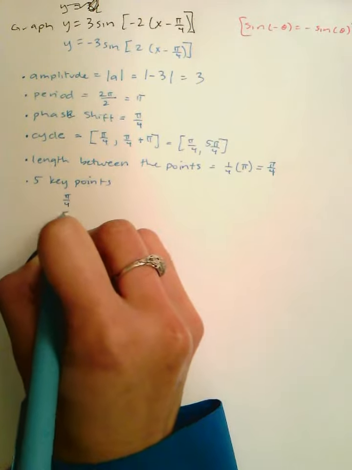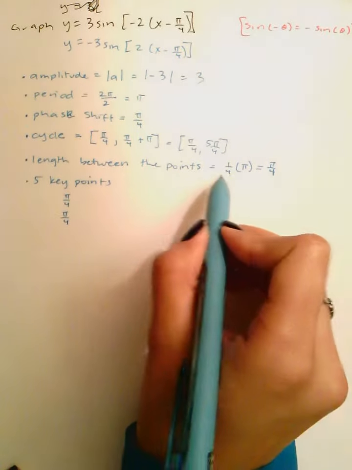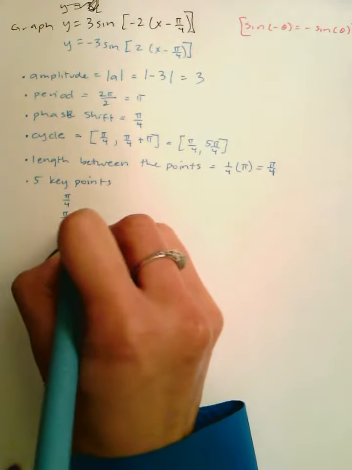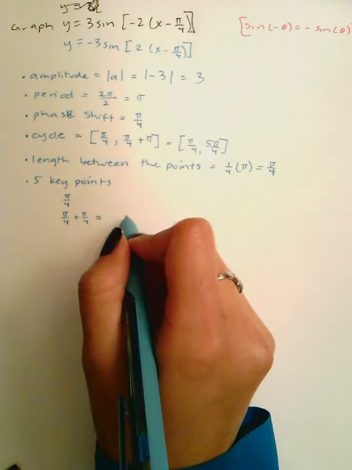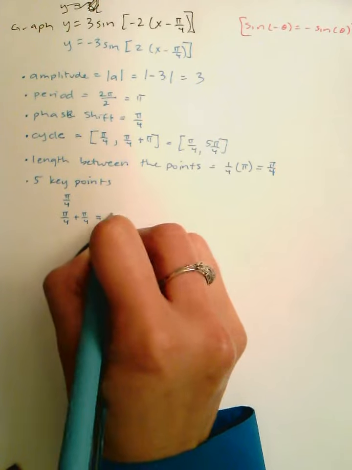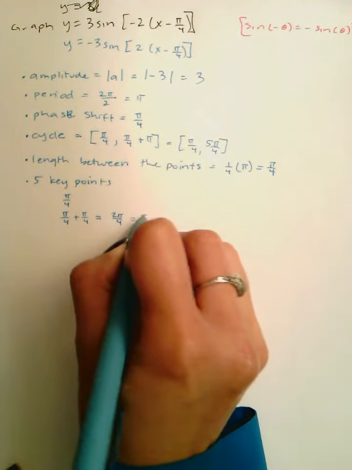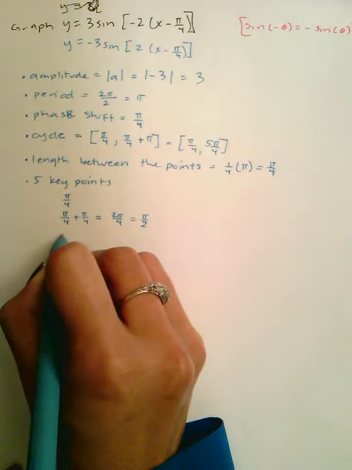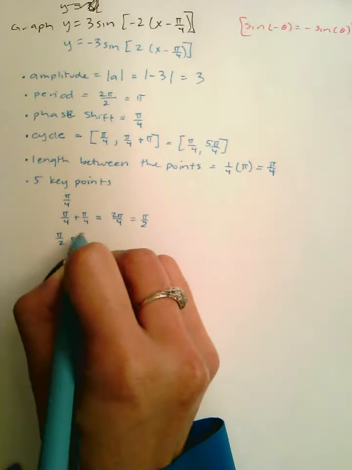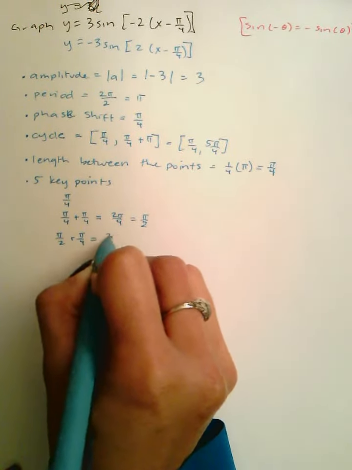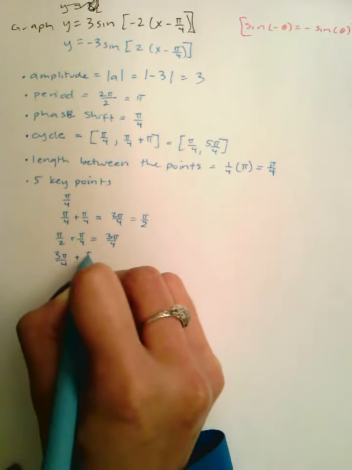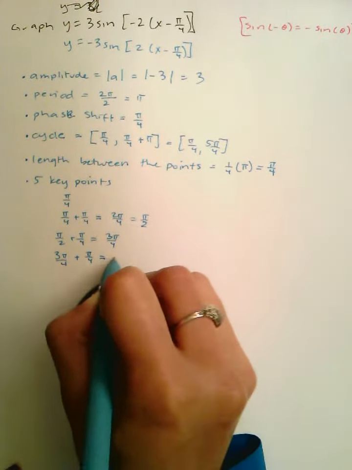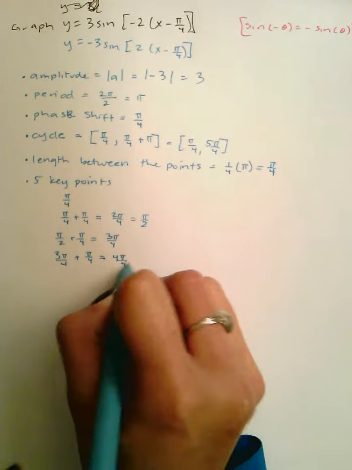Then we're going to take that number and add the length between the points, so plus pi over 4. If we add it, we get 2 pi over 4, which is equal to pi over 2. Then we take pi over 2 and add pi over 4, which is equal to 3 pi over 4. Now we take 3 pi over 4 and add pi over 4, and that gives you back 4 pi over 4, which is equal to pi.